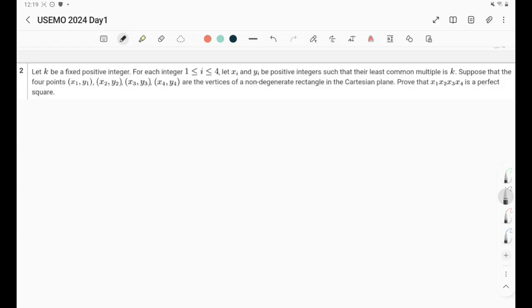Alright, for problem 2, we've got a number theory question. We're given that k is some positive integer, and we're given 4 points, (xi, yi), and they are telling us that the LCM of each pair is equal to k. So the LCM of x1, y1 is equal to the LCM of x2, y2, and so on, and it's equal to k. And they are telling us that these 4 points form a non-degenerate rectangle, and we need to show that the product x1 x2 x3 x4 is a perfect square.